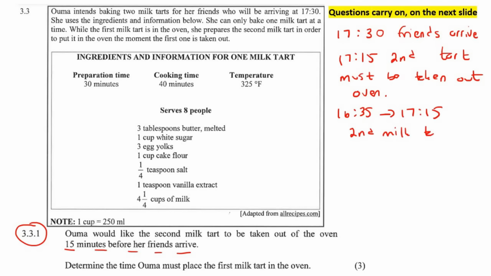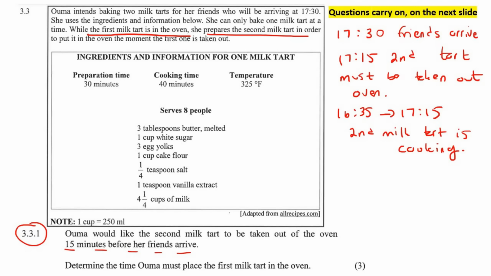Second milk tart is cooking. Okay, now you might want to say, okay, Kevin, now I'm just going to minus 30 minutes, but be careful. What they told us was that while the first milk tart was in the oven, she was busy preparing the second one. So the second milk tart's preparation time was happening at the same time that the first milk tart was in the oven. So she saved a bit of time by doing that.